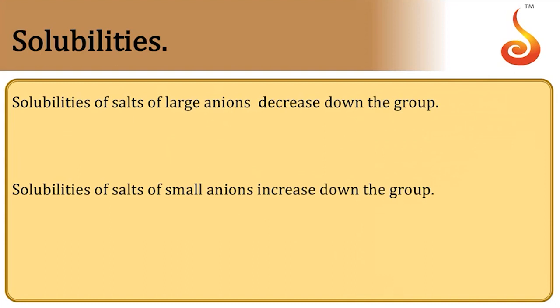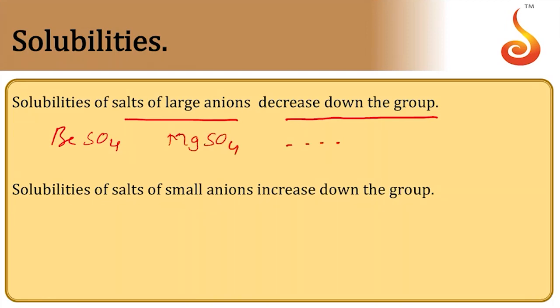Then comes solubilities. If you take solubilities of metal salts of larger anions, they decrease down the group. For example, let us take sulfates: beryllium sulfate, then magnesium sulfate, and so on and so forth, up to barium sulfate. The sulfate solubilities decrease down the group. That means the first is more soluble and the last is less soluble. This is the order of solubility.